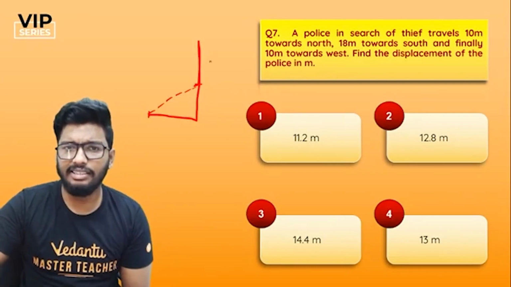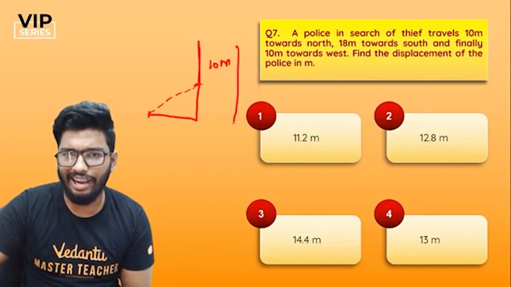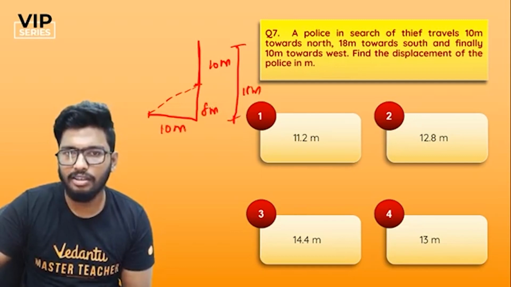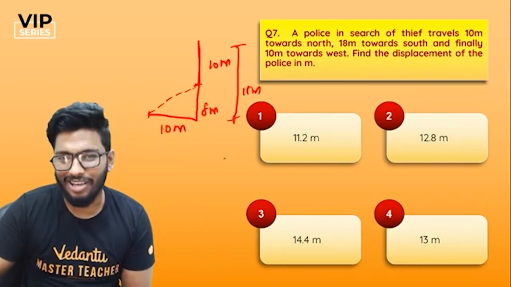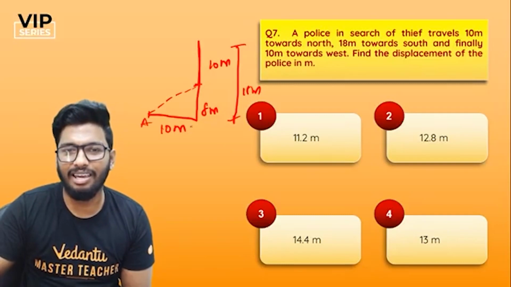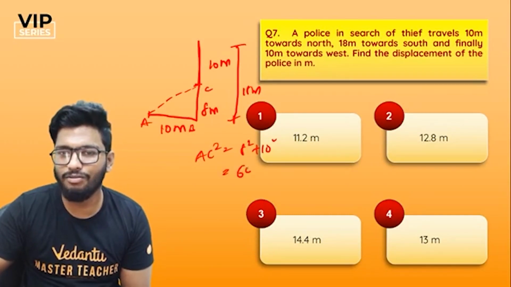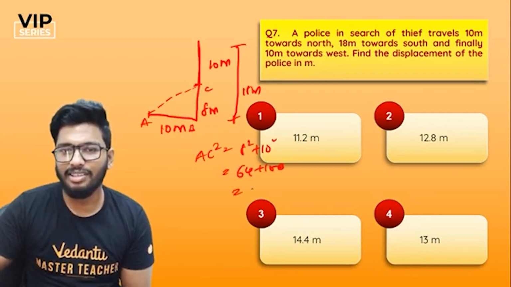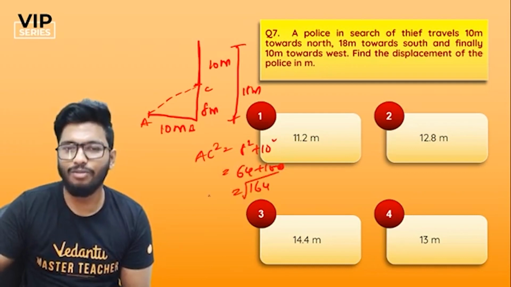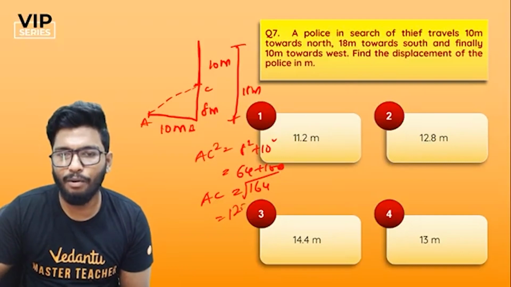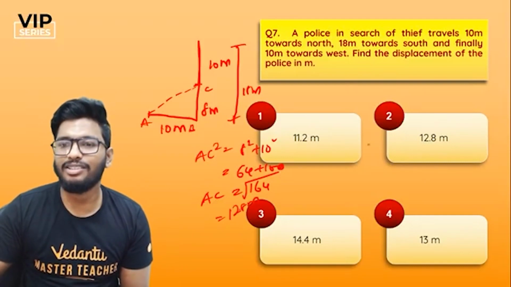You're supposed to find out what is his distance. So guys, this is 10 meters. Then he travels 18 meters towards the south. So that means this is 8 meters, and then he travels 10 meters west. So what is this? Again, guys, very simple. So I'll take this as A, B, and C. So basically, AC square is equal to 8 square plus 10 square, 64 plus 100. So that's nothing but 164. Root of 164, which is AC, which if you find out, you'll get it as 12.8 meters.